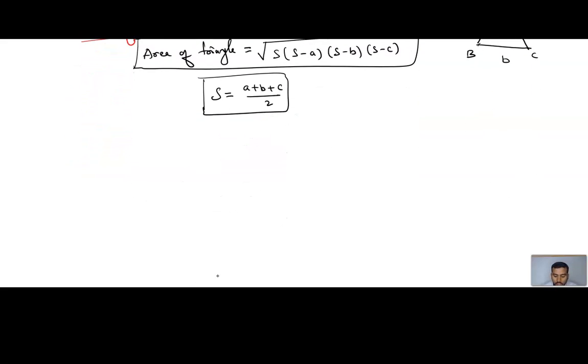Now, in triangles, we have different types of triangles. Let me discuss the first type of triangle. Now I am coming to the properties of the triangle. The first type of triangle is the right angle triangle.